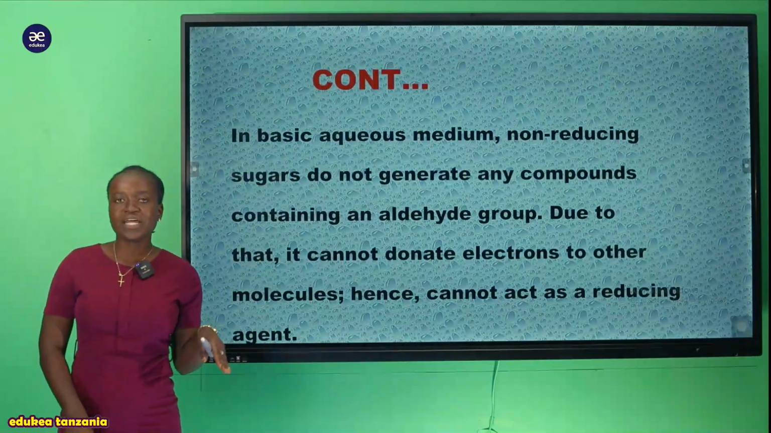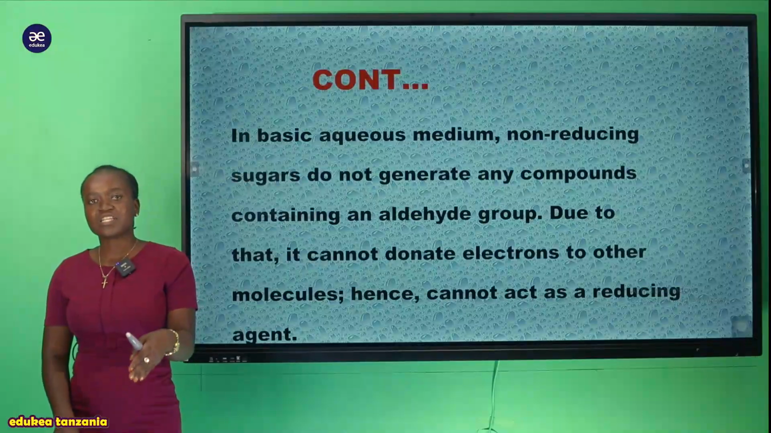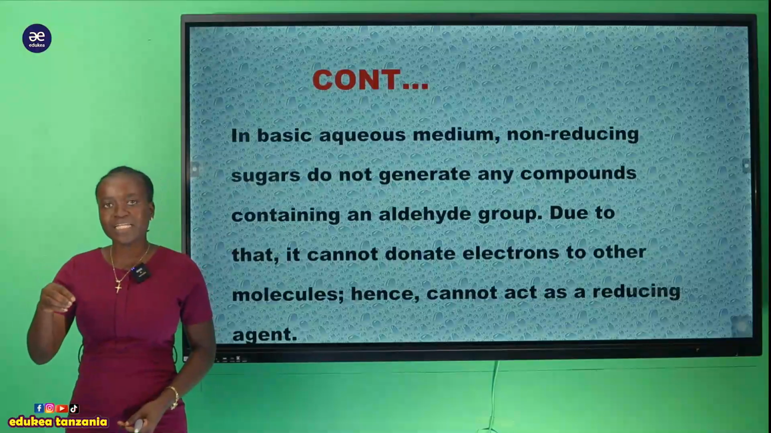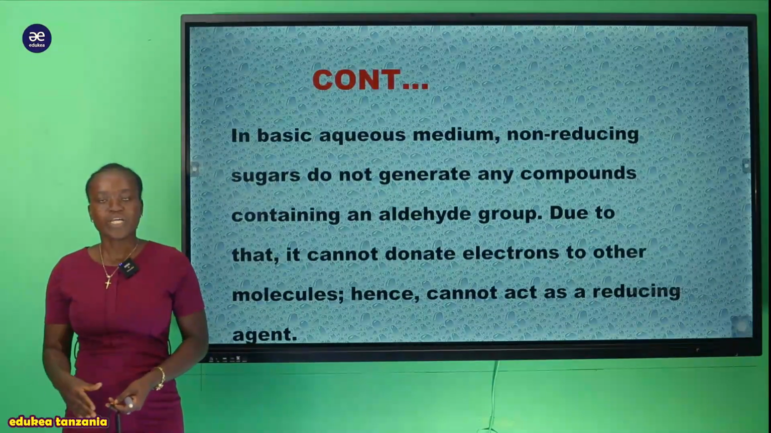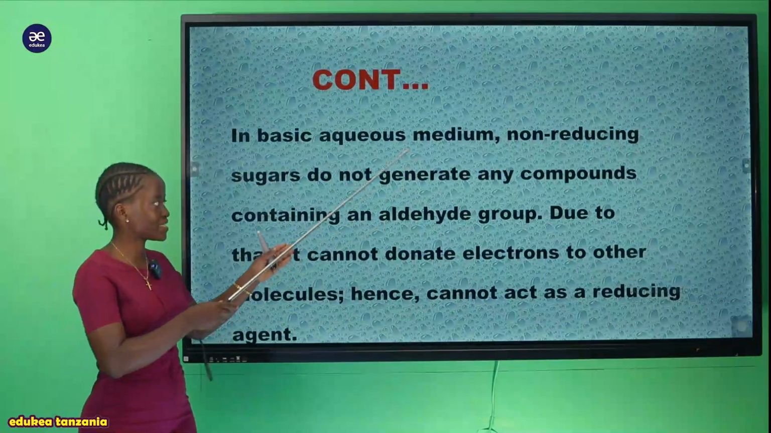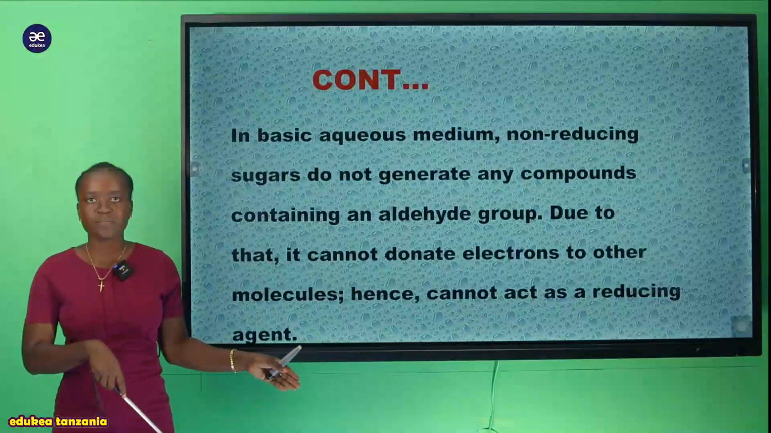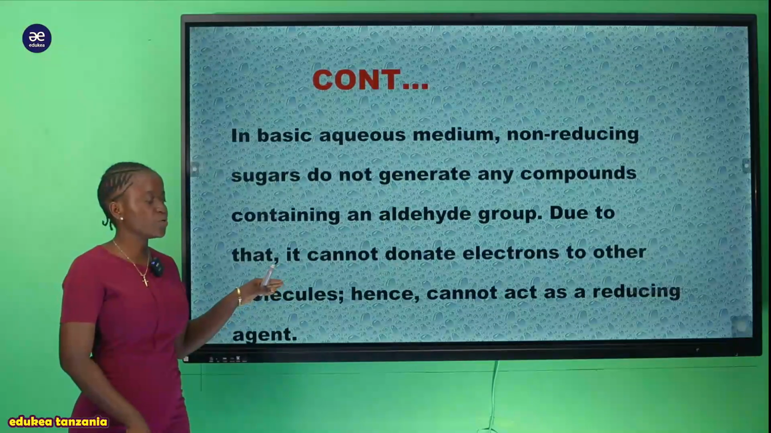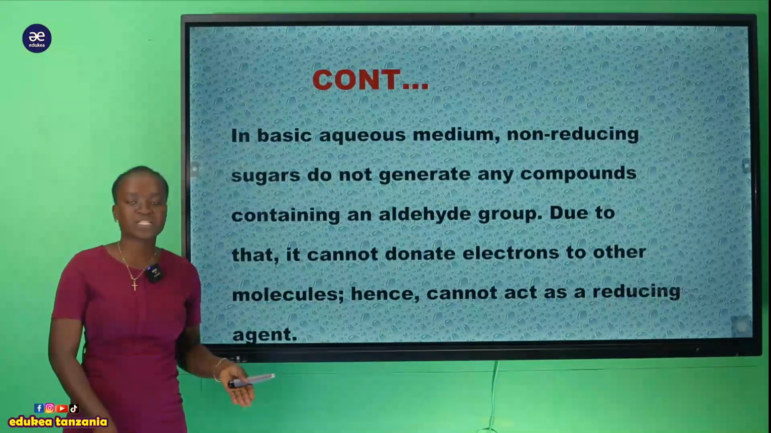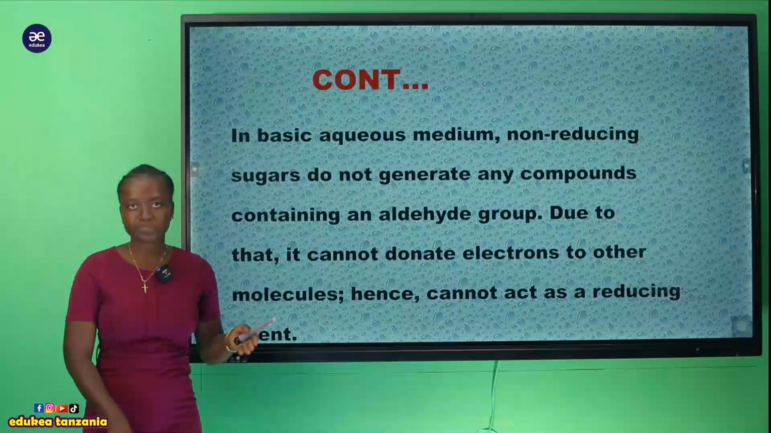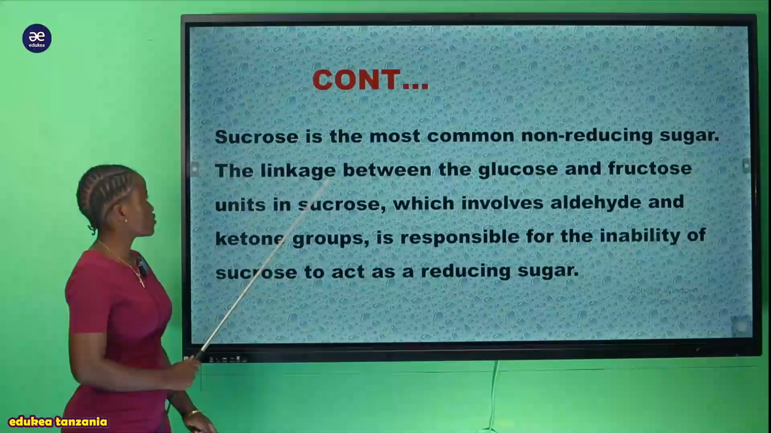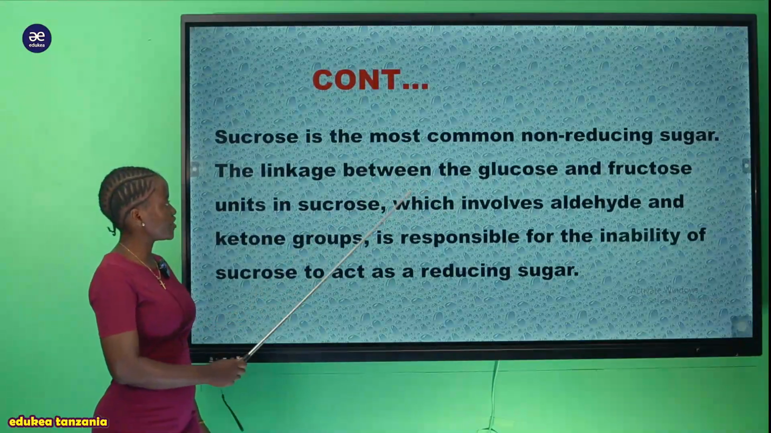A chemical, in order to act as a reducing agent, must donate a pair of electrons to another molecule. So due to the lack of that ability, which is possessed by sucrose, we can term it a non-reducing sugar, since it lacks all of these mentioned properties. So if you see that, then you will notice that there is an absence of the reducing property, that is, there is presence of non-reducing sugar. So sucrose is the most common non-reducing sugar.